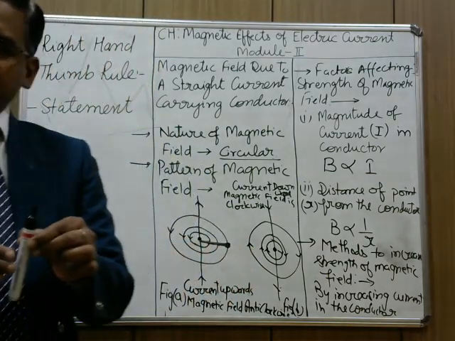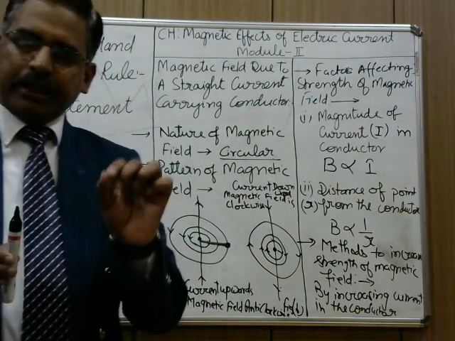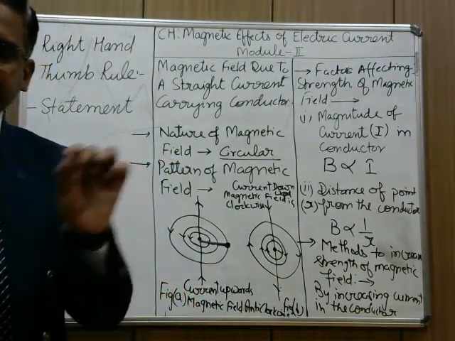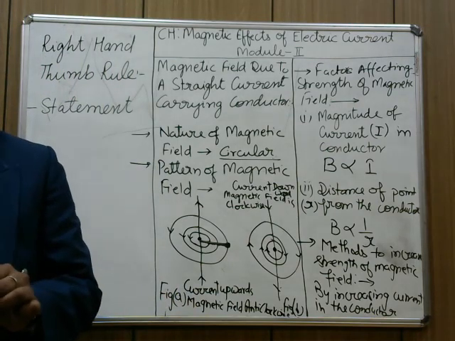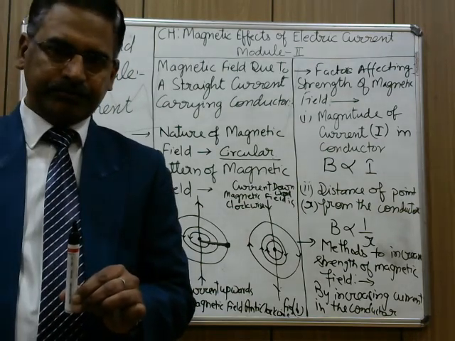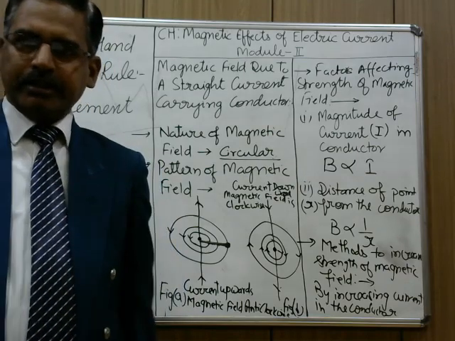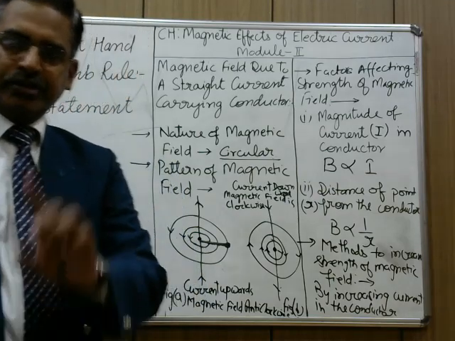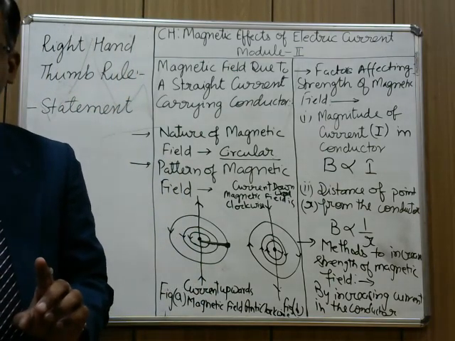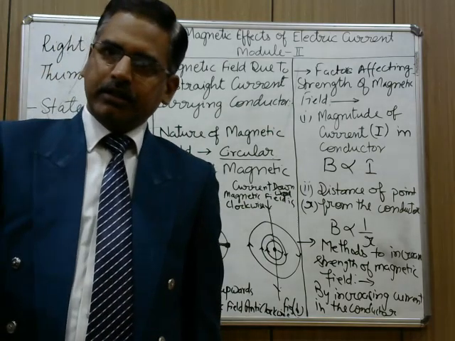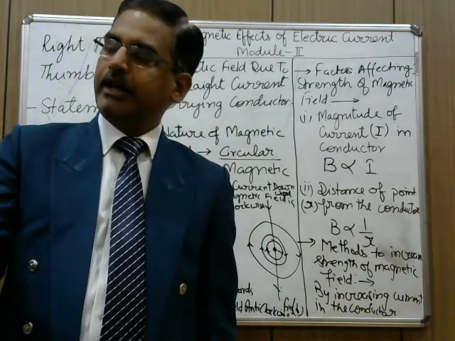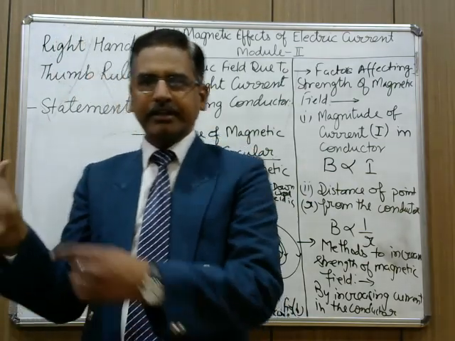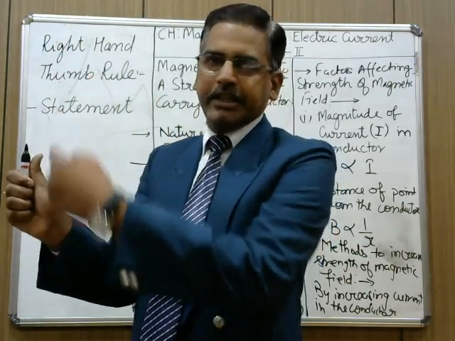Then the rule states that the right hand thumb rule says: imagine you are holding the current carrying straight conductor in your right hand. This is my right hand. I am holding the current carrying conductor. This marker is the current carrying conductor. Current is flowing in the upward direction. So hold the current carrying straight conductor in your right hand such that the thumb is indicating the direction of current in the conductor. Thumb is in the direction of current.